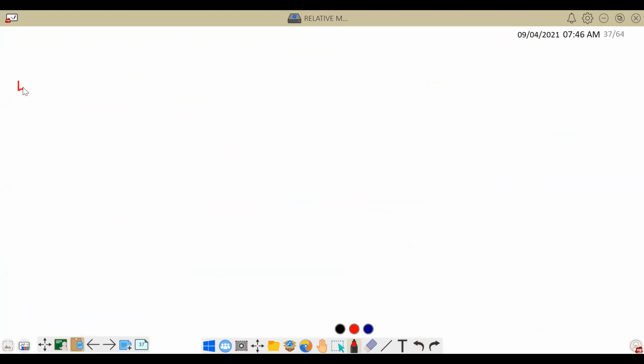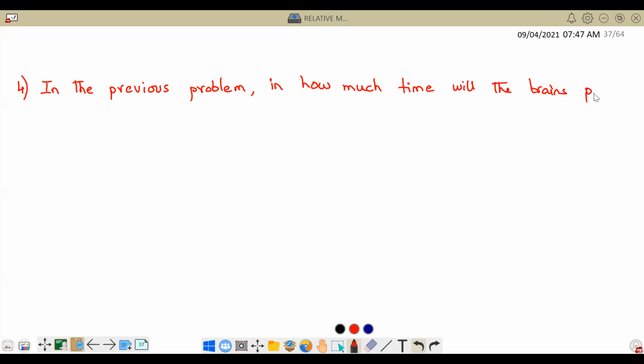Should I give one more problem? Yes. So, continuing the same problem, that means in the previous problem, in how much time will the trains pass each other, if they are moving in the same direction?